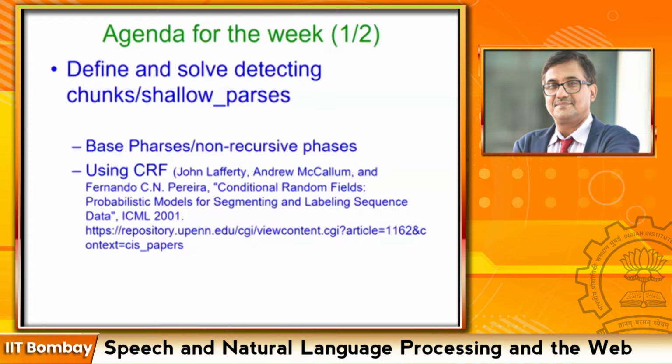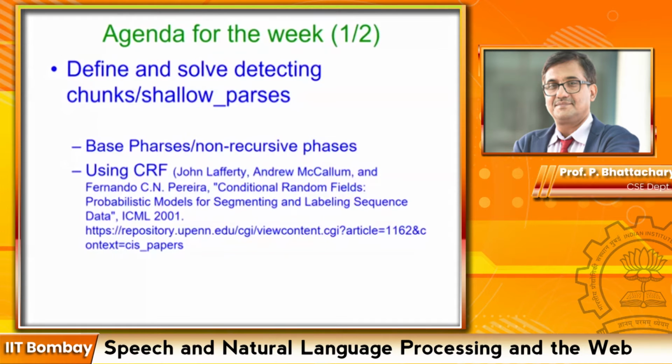Non-recursive phrases. That means phrases which do not contain other phrases within themselves. So things like the blue sky, but not the blue sky which is far, far above. Those kinds of phrases are in the realm of deep parsing. We're interested in shallow parsing, and we'll take base phrase, non-recursive phrase. And our technique will be conditional random field.